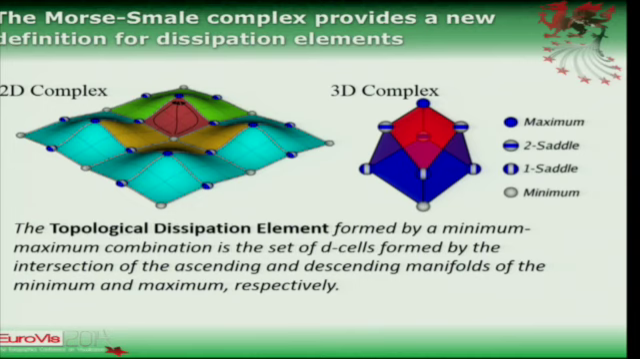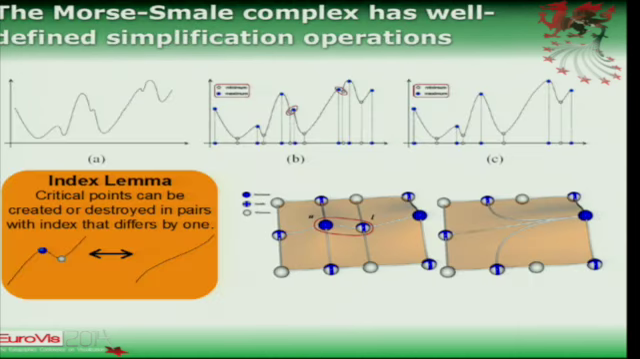And so, very simply, we can extend the definition of dissipation elements to topological dissipation elements. A topological dissipation element is formed by a minimum-maximum combination, and it's the set of d-cells of the Morse-Smale complex formed by the intersection of the ascending and descending manifolds of the minimum and maximum respectively. So very straightforward definition.